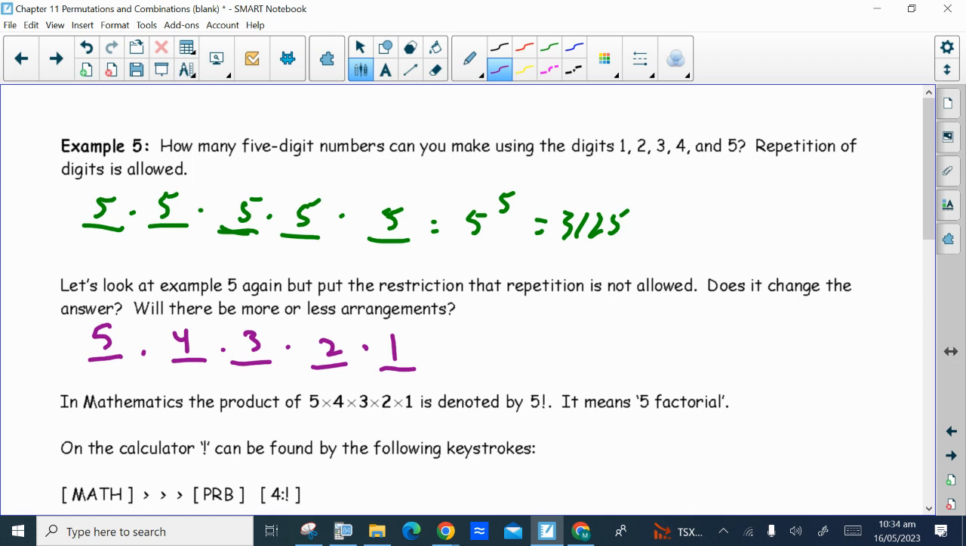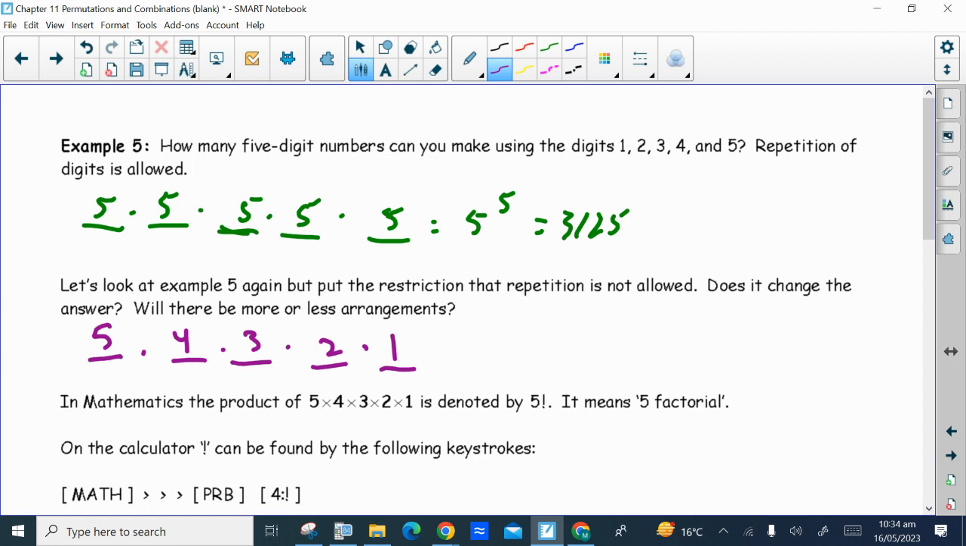Now, that expression could be written as 5 factorial. That's what factorial means. Factorial is an exclamation mark after the number, and it means you start with that number and then you multiply by 1 less than the original number times 2 less than the original number times 3 less than the original number, and you keep doing that pattern until you get down to 1 at the end.